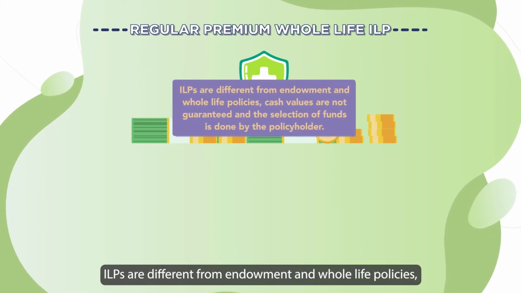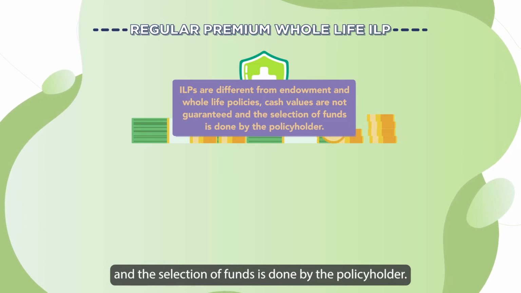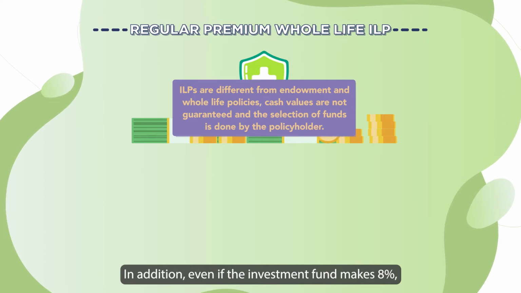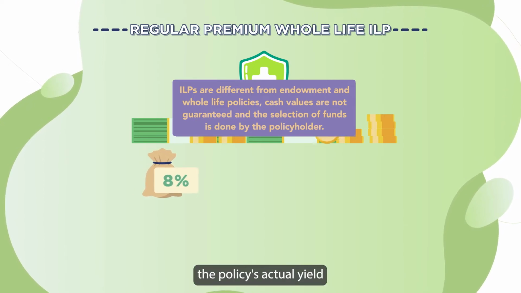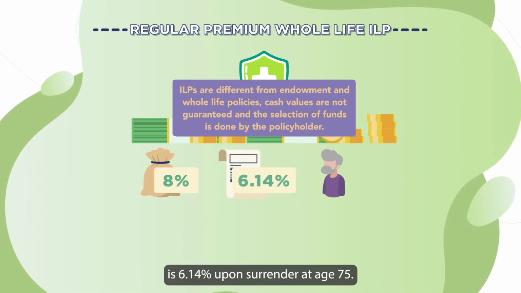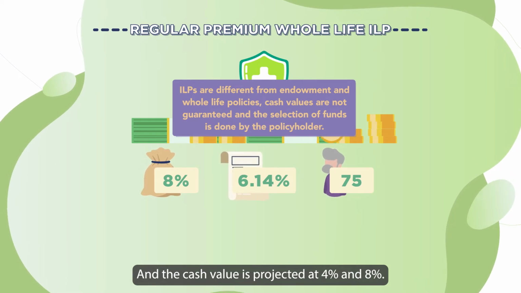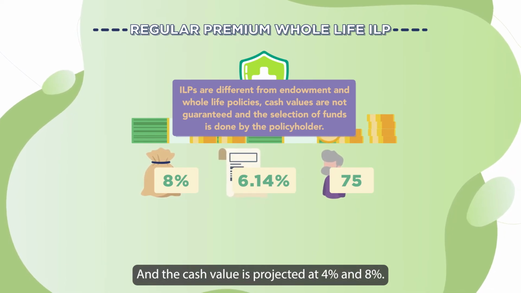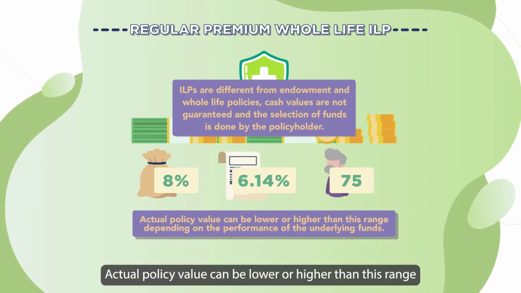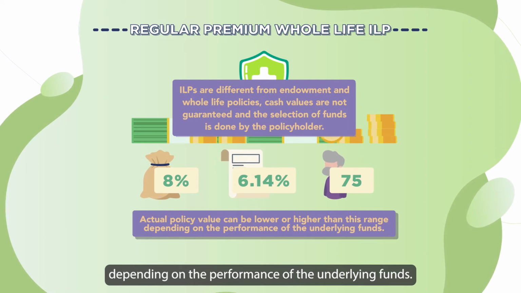ILPs are different from endowment and whole life policies, as the cash value is not guaranteed and the selection of funds is done by the policyholder. In addition, even if the investment fund makes 8%, the policy's actual yield is 6.14% upon surrender at age 75, and the cash value is projected at 4% and 8%. Actual policy value can be lower or higher than this range depending on the performance of the underlying funds.